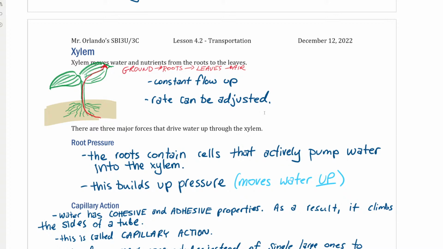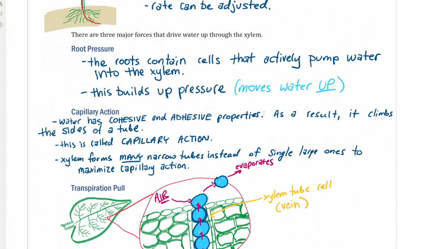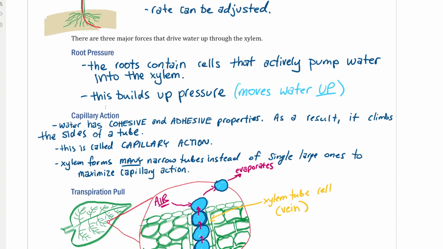Well, there's three major forces that drive water up through the xylem. And the first is what we call root pressure. And this is exactly what it sounds like. It's pressure on the plant from the roots. So the root cells actively pump water into the xylem. And because they're actively pumping water into the xylem, that forces water up the xylem toward the leaves.